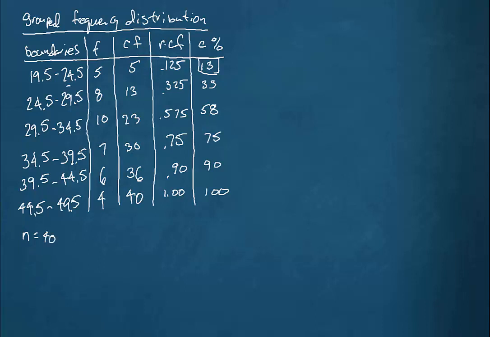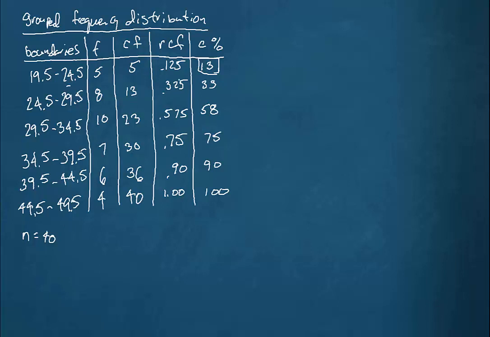Now this next column gives us the relative cumulative frequencies, which just means relative to the entire data set, how many data values will we have accumulated by the time we get up to each respective upper boundary? So, in the first class, we have a cumulative frequency of 5. If we divide that by 40, we wind up with 0.125. In the next class, we have a cumulative frequency of 13. If we divide that by 40, we wind up with 0.325.